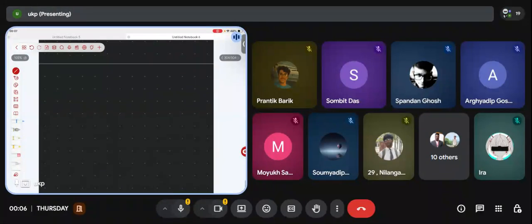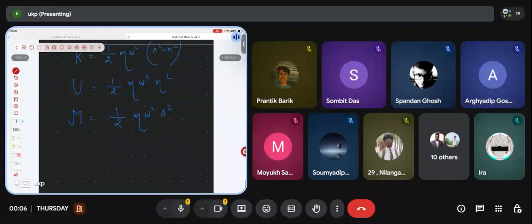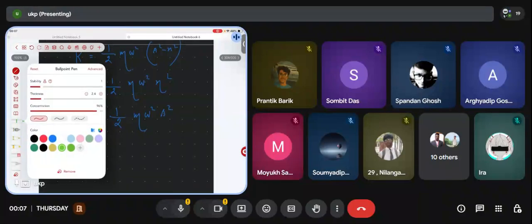I have got an expression for kinetic energy as a function of x. What was that? Half m omega square, a square minus x square. I have got an expression for the variation of potential energy as a function of x, which is half m omega square x square. Can we just calculate the sum of the kinetic and potential energy to get the total mechanical energy? What will this be, guys? If I add these two, is it coming out to be half m omega square a square? Is the total mechanical energy coming out to be constant or is it varying as a function of x?